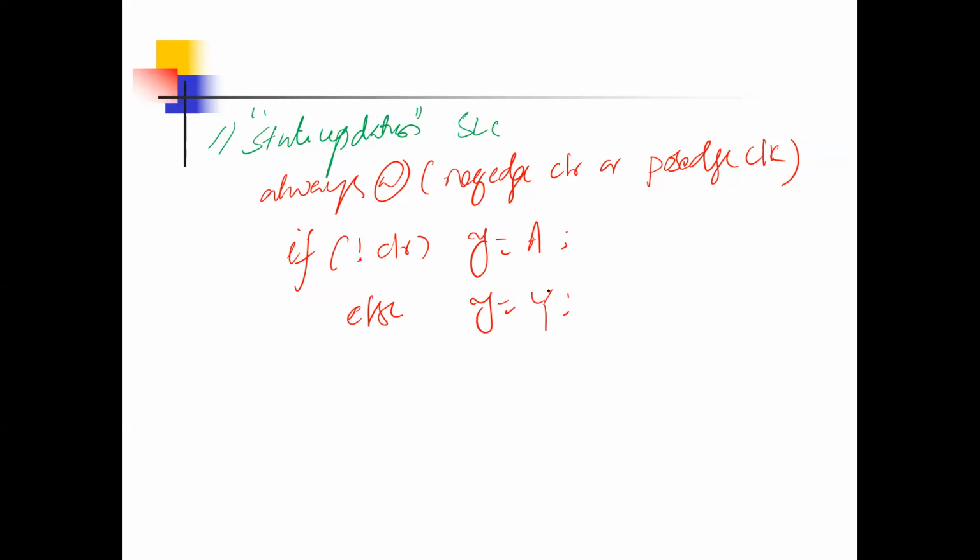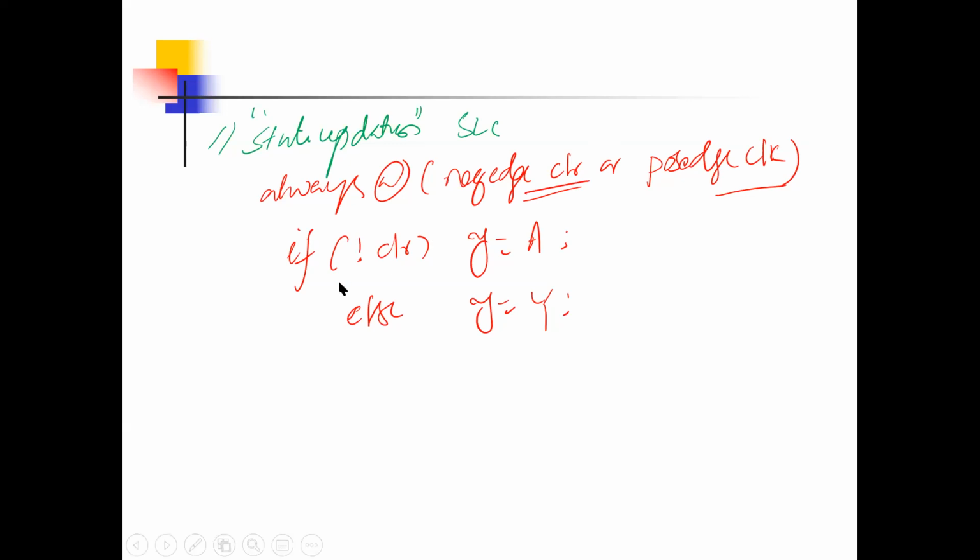Okay. So these statements will be used for what? State updation, either same state or next state. That depends on the same state or next state depends on what? Clock and clear signals. Okay.